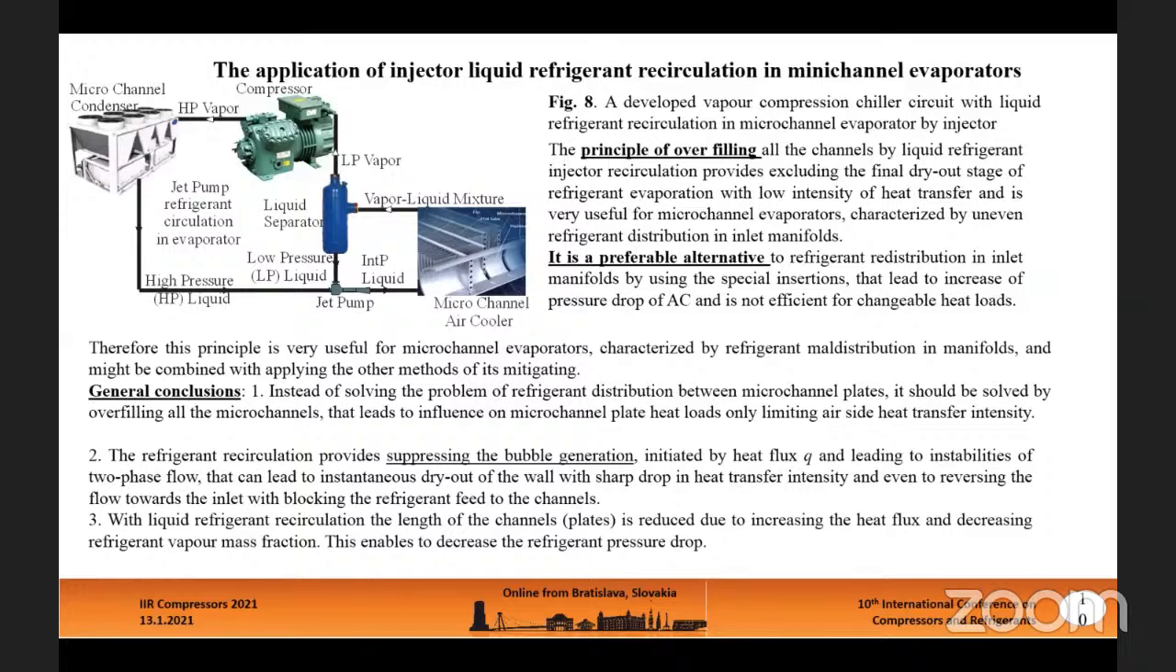The refrigerant circulation provides suppressing the bubble generation initiated by heat flux and leading to instabilities of two-phase flow that can lead to instantaneous dry out of the channel with sharp drop in heat transfer intensity and even to reversing the flow towards the inlet with blocking the refrigerant feed to channels.